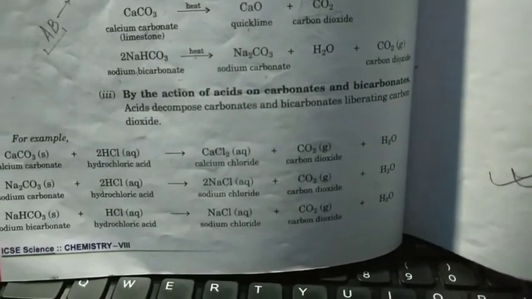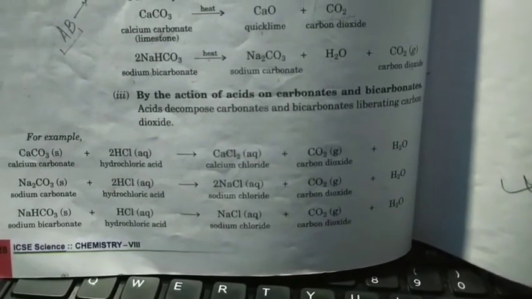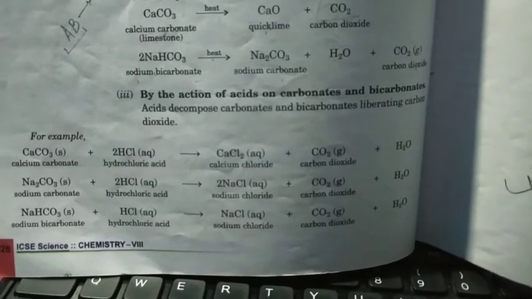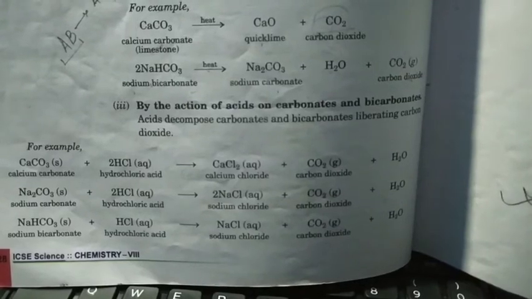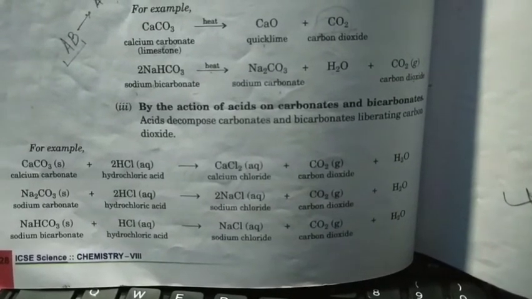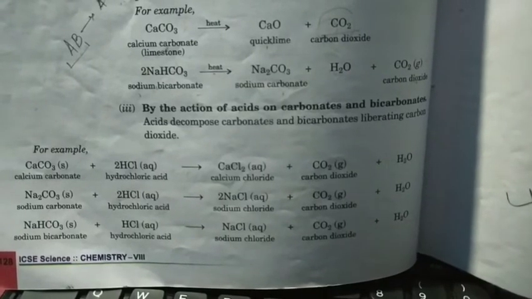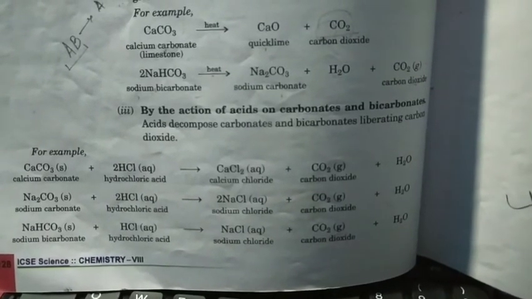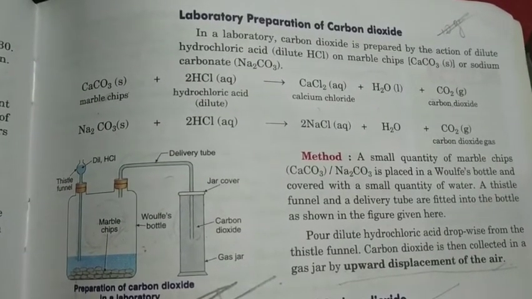The third one is by the action of acids on carbonates and bicarbonates. For example, if you just add hydrochloric acid to calcium carbonate, what is formed? Calcium chloride plus carbon dioxide gas plus water is formed. The other two reactions are forming carbon dioxide gas only. So you write and practice. This is the laboratory preparation of carbon dioxide gas.